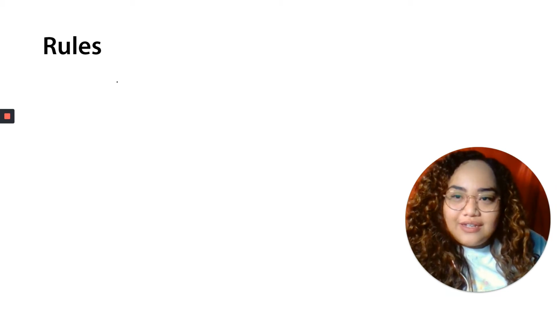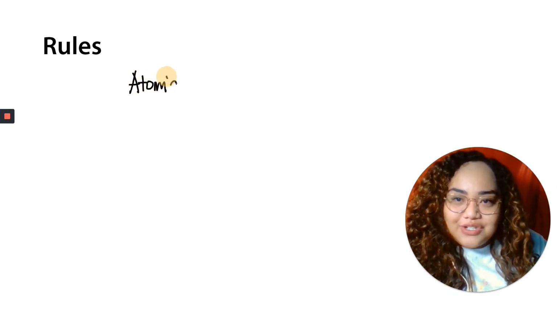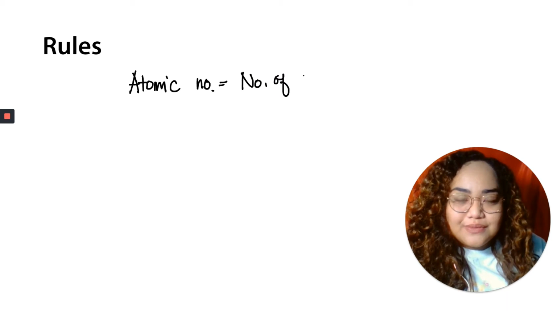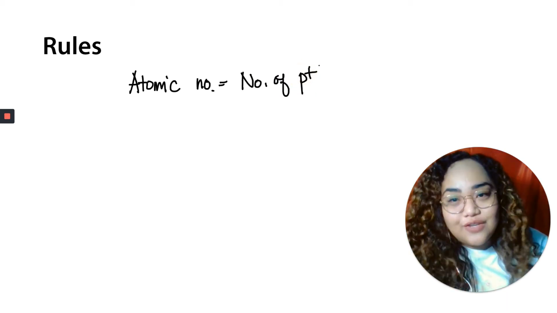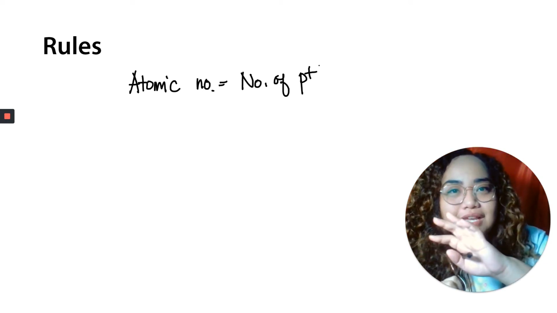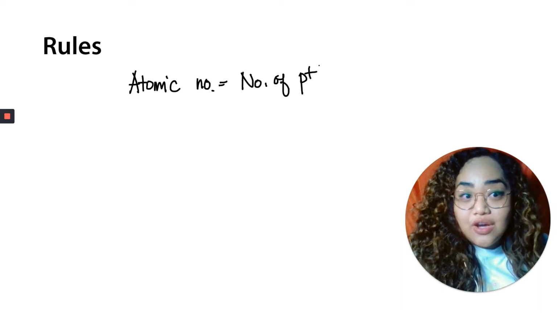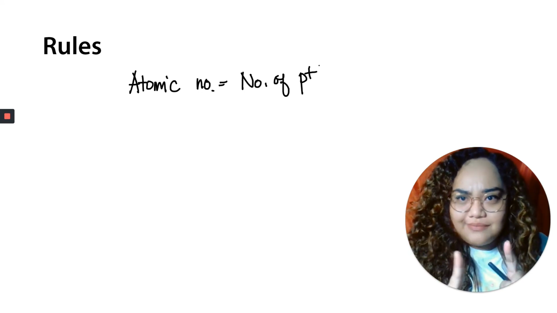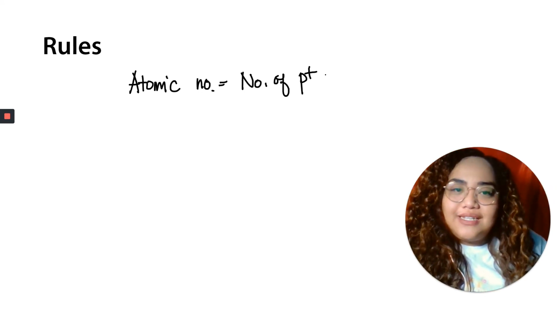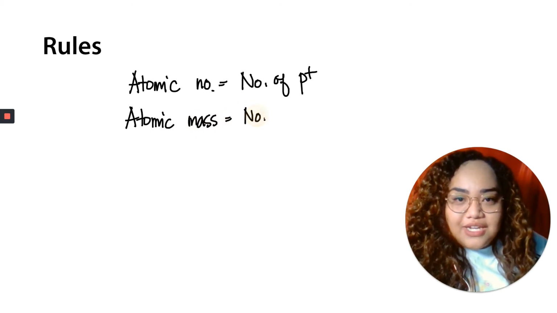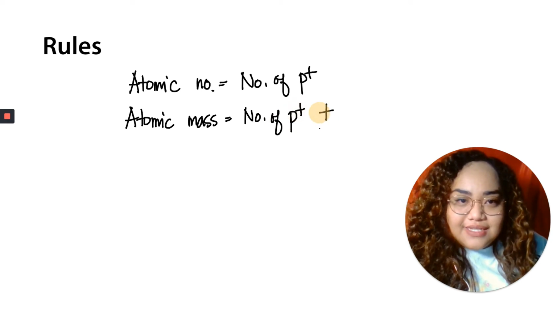The atomic number actually tells you the number of protons that the element has. That's unique per element, because if you look at your periodic table, each element has a unique atomic number. Therefore, the number of protons is unique per element. Take note of that. The atomic number is basically the number of protons in an element, and the atomic mass is the combination of the number of protons plus the number of neutrons.